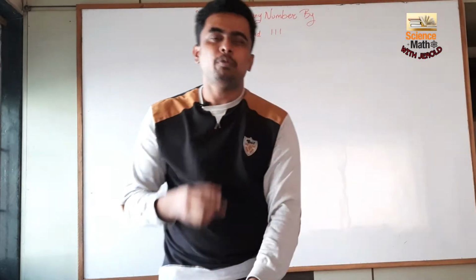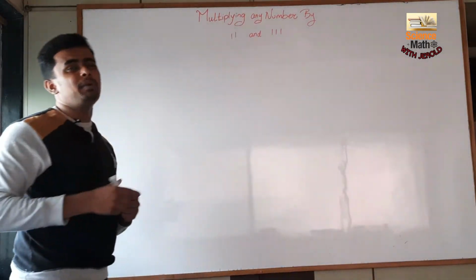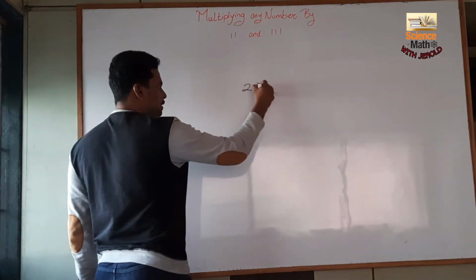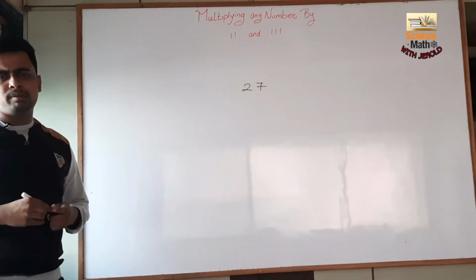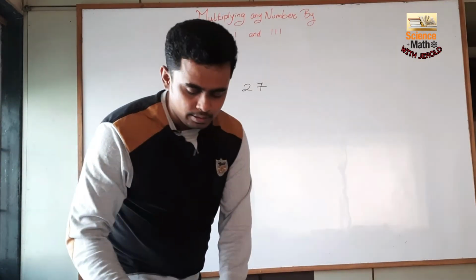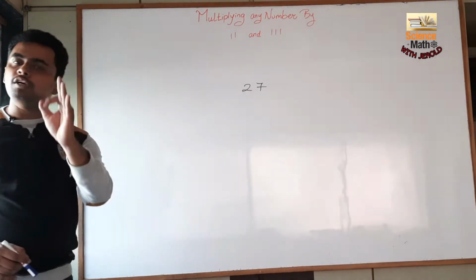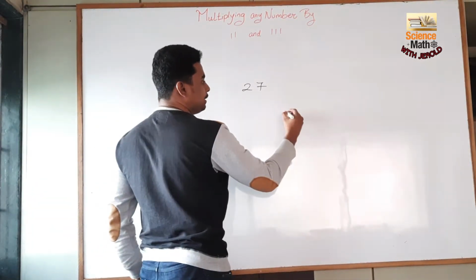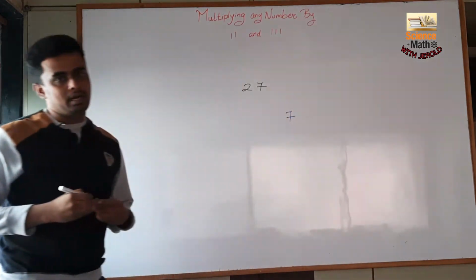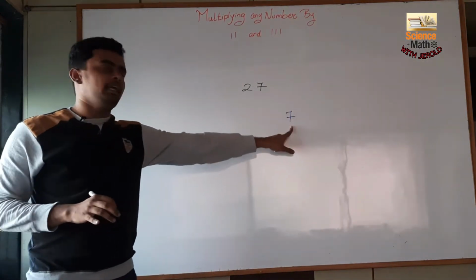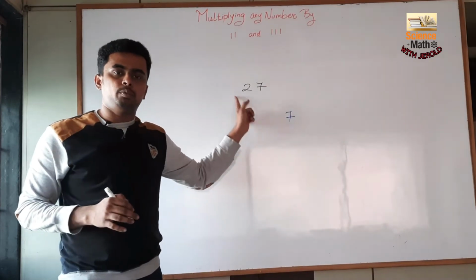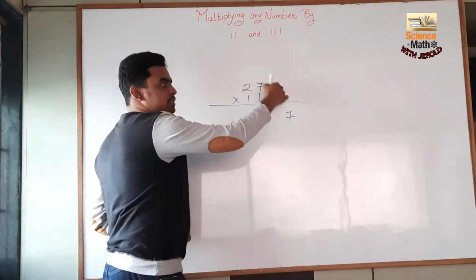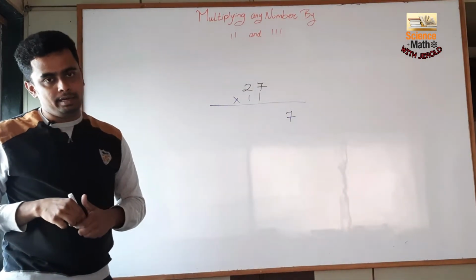So let us first start with the 2-digit numbers. How can we multiply a 2-digit number? Let us say we will multiply 27 by 11. Very simple, very easy. If the number is 27, the first thing you do for multiplication by 11 is write the 7, the last digit, as it is in your answer. So the final digit in my multiplication of 27 by 11 will be 7 at the end.